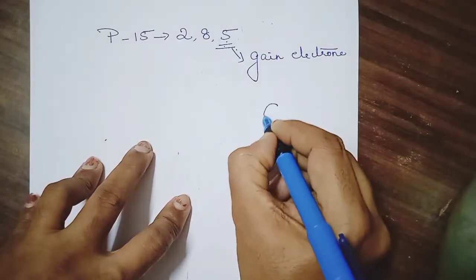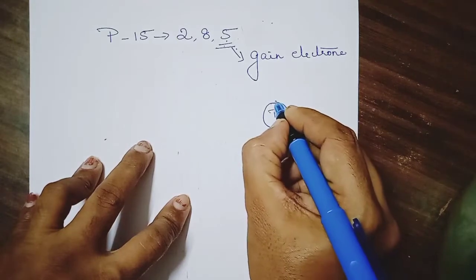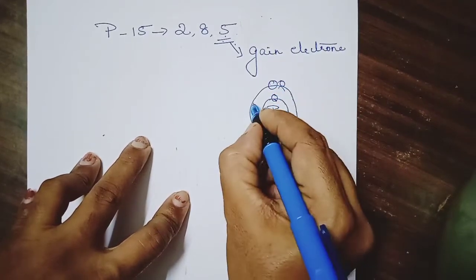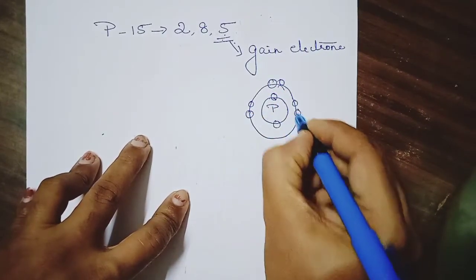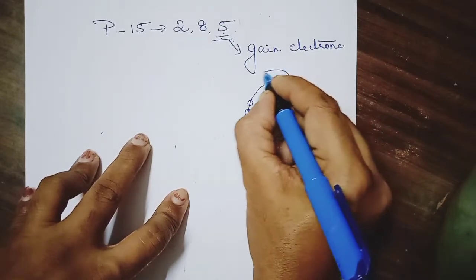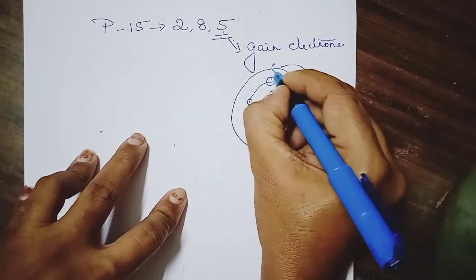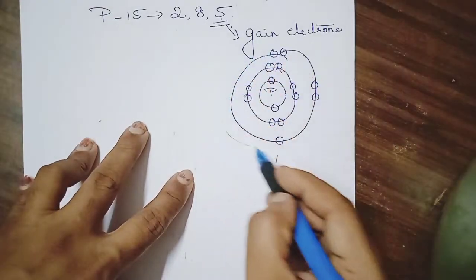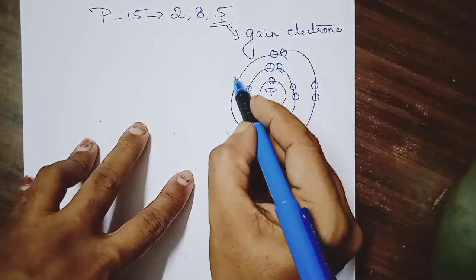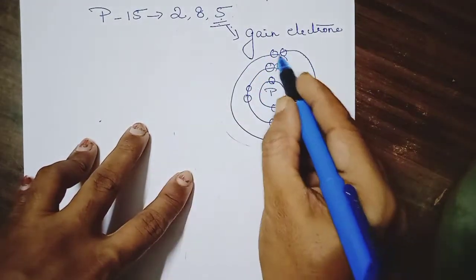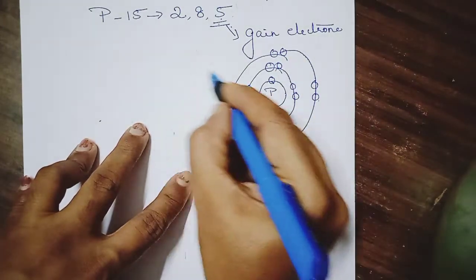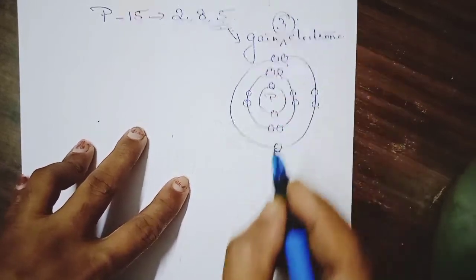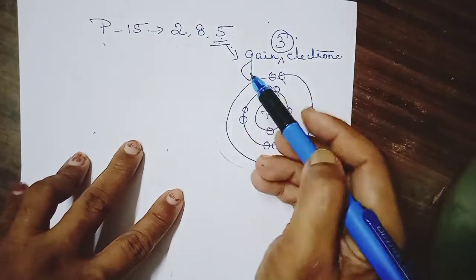Now I can draw this diagrammatically. In case of phosphorus, the first shell will have 2 electrons. The second shell will have 8 electrons. And the last shell has 5 electrons. So here in the last shell, in order to attain octet, that is in order to have 8 electrons, better than giving these 5 electrons, it is to gain how many electrons? That is 3 electrons. So in case of phosphorus, it is gaining electrons.